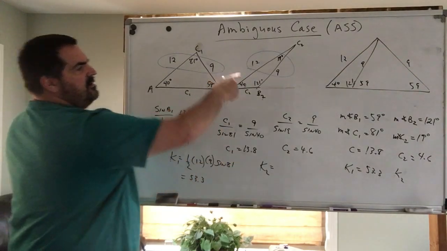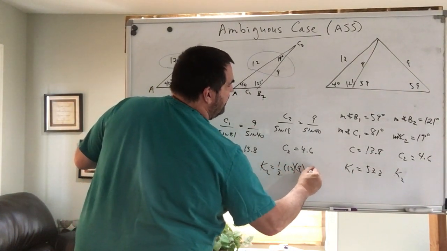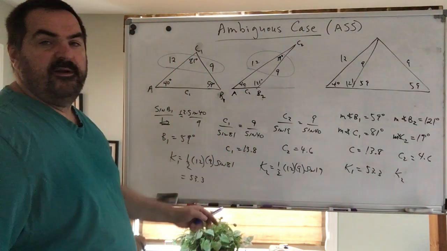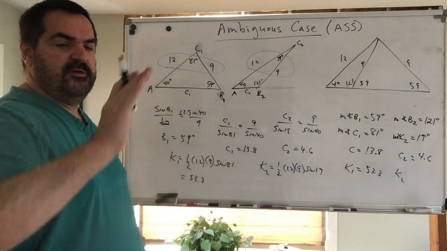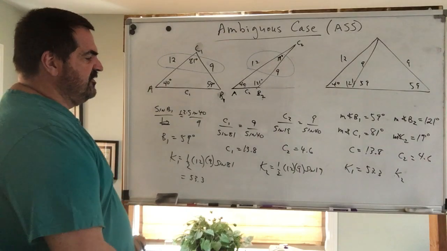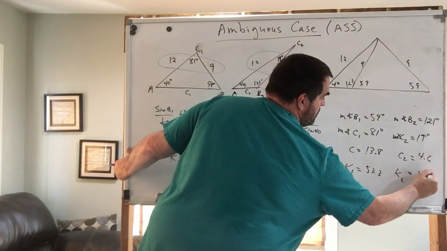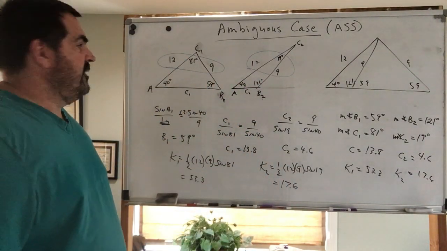Number 2, it's 1/2, 12 times 9, sine of 19. So you can see how it's going to be smaller. Sine of 81, remember sine of 90 is 1. Sine grows in the graph from 0 to 90. So sine of 19 is pretty early. It's not a very big number, so you'll see you get a smaller answer. I did it, and I got 17.6. So it's a smaller triangle, it should have smaller area, okay?